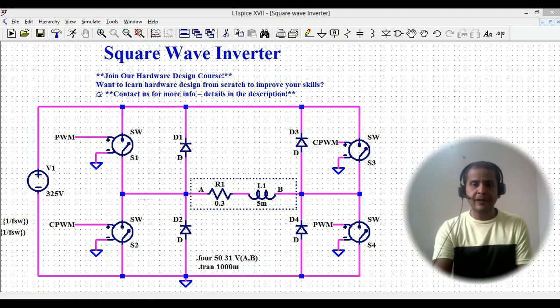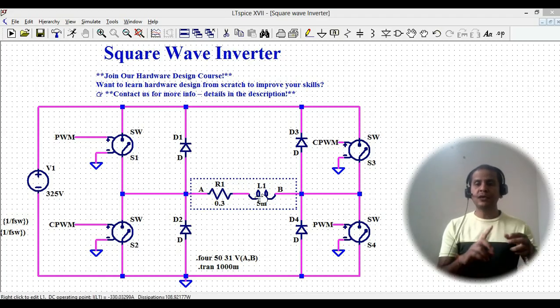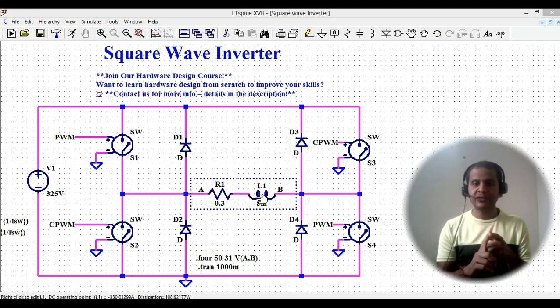Now between your switches, this is one junction, right? This is one junction, let's say, and this is the other junction, and between these two junctions we want to connect our load. Load could be anything. It could be your motor, any inductive load, whatever you want to use. Right now I'm using L1 as a load, which says that this is my inductive load. Okay, so this is all about the MOSFETs, the diodes, and the load connection.